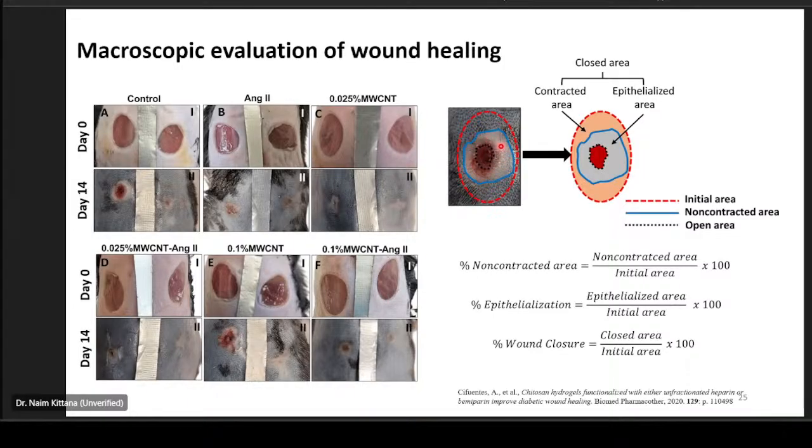So this is what we call the epithelialized area, and in the center is the open area, which is what remained from the wound and is still open, not healed. From these main regions, we could calculate the percentage of the non-contracted area, which was calculated by dividing the non-contracted area by the initial area. Then the percentage of epithelialization, which is the epithelialized area divided by the initial area, and the percentage of wound closure, which is the closed area divided by the initial area.